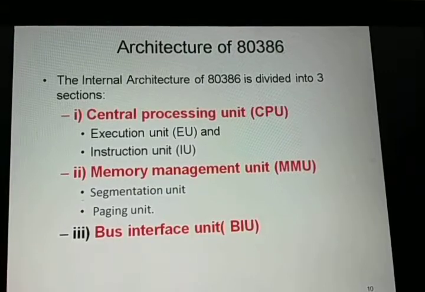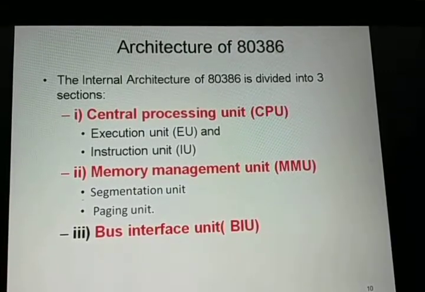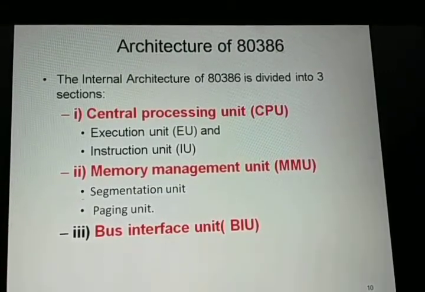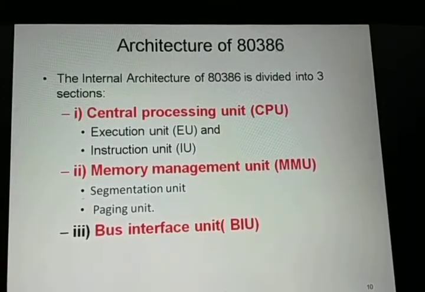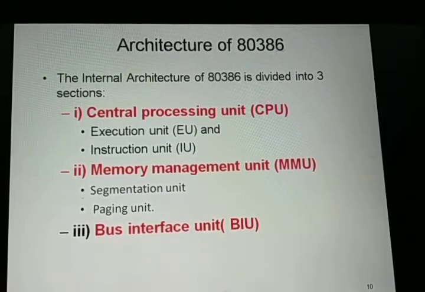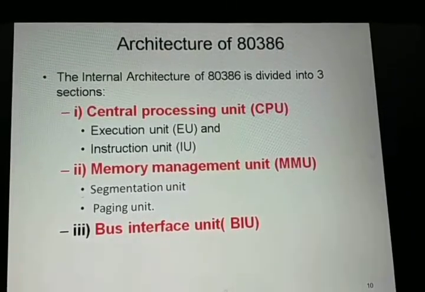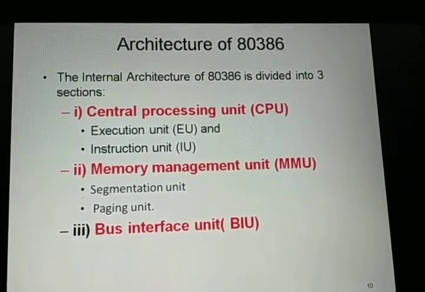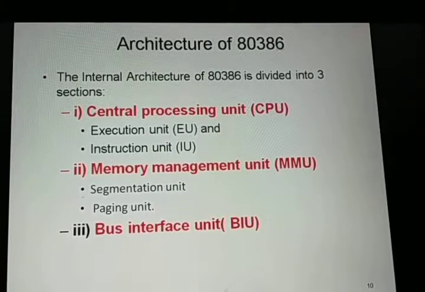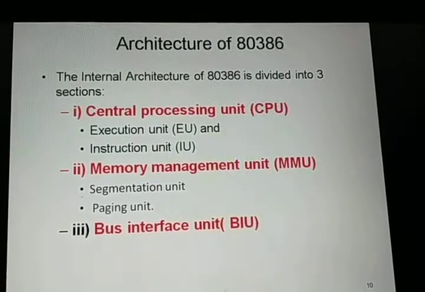Then the bus interface unit. The bus interface unit basically resolves the priority of the requests, because if you are working in a multitasking environment, many tasks are performed at the same time. In that case you decide the priority of the tasks, meaning which task you will perform first and which task you will perform last or next. So basically the bus interface unit resolves the priority of the tasks.